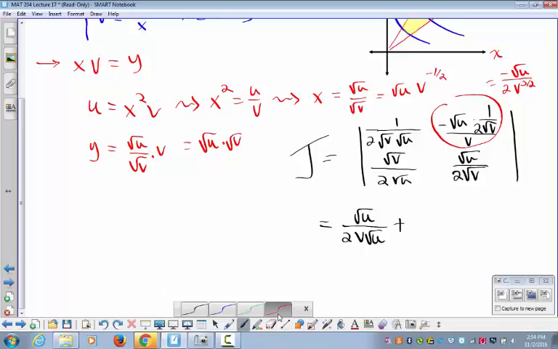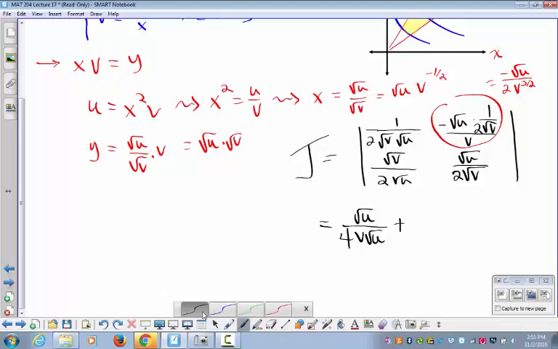I have a question. Yeah? Isn't it 4 v root v on the bottom? Yes. Sorry, 2 times 2 is 4. Thank you. 2 times 2 is 4. Definitely. We're multiplying the denominators together. Absolutely correct. 100%. So now we have to multiply those two denominators together also.